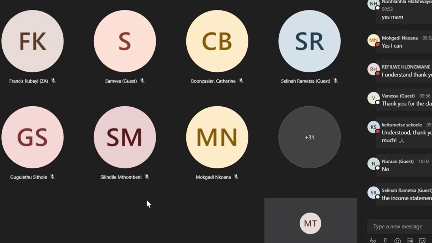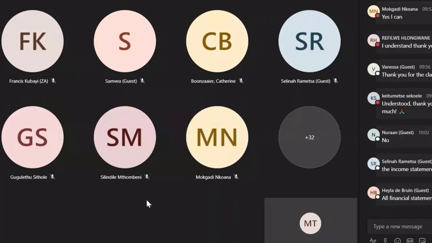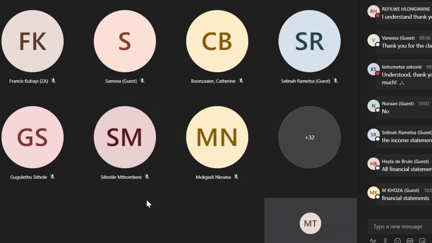Noreen is saying no. Selena is saying the income statement. You're very close, Selena. Very, very close. You're just saying a part, but you're not saying everything when you just say the income statement. You're just saying a portion, but you're not telling everybody. Yes, Lady Brain, correct. M. Koza, correct. Yes. Correct.